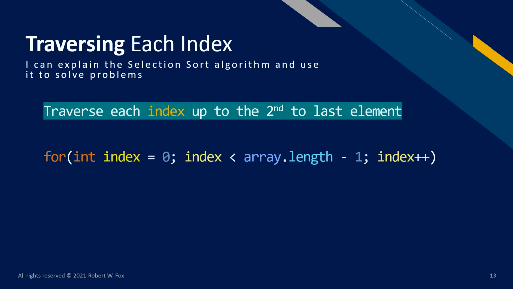Here's how we traverse each index up to the second to last element. Of course, it's a loop, and we want to start index at 0, and we want to loop while index is less than the array.length - 1. That -1 is critical because we don't want to go to the last element. We only want to go to the second to last. But why do we only want to go to the second to last element?